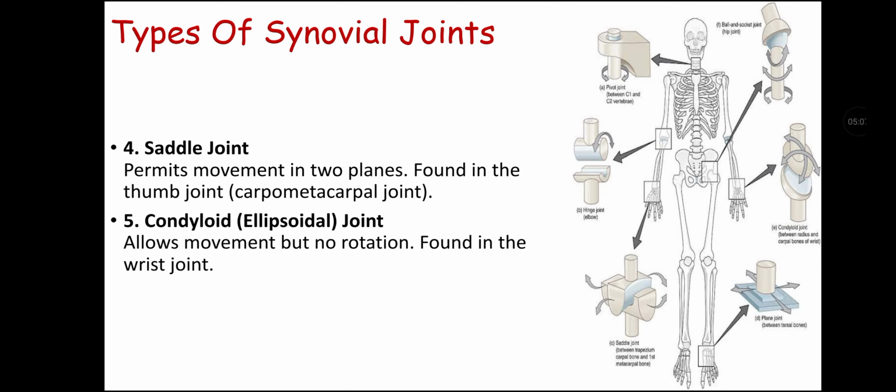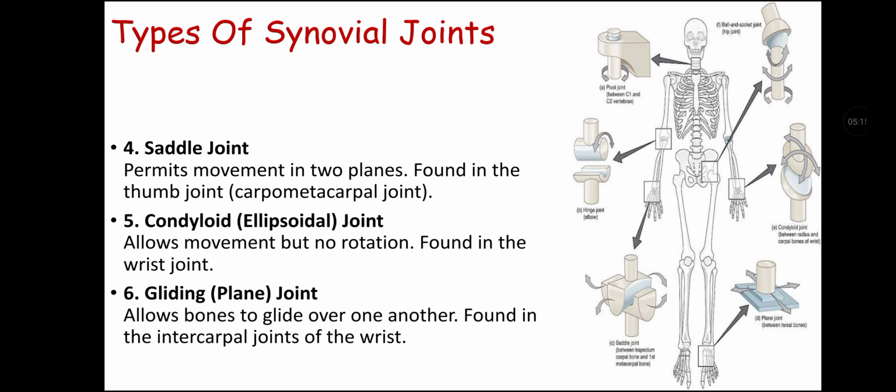Next type of joint is condyloid joint, that is also called as ellipsoid joint, that allows movement but no rotation. It is found in wrist joint. Next type of joint is gliding joint, that is also called as plane joint, that allows bones to glide over one another, found in the intercarpal region, joints of the wrist.